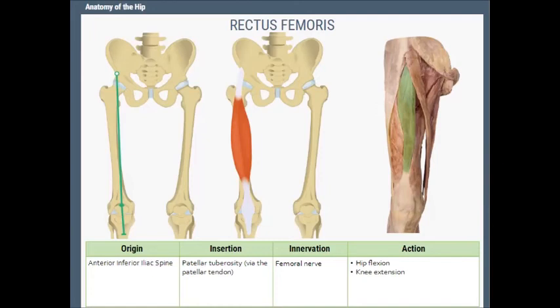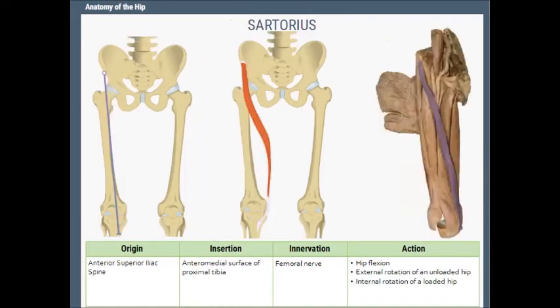Next will be the tailor's muscle, that is sartorius. Sartorius arises from ASIS, that is anterior superior iliac spine. Insertion is on the anteromedial surface of tibia. Nerve supply is the same, that is femoral nerve. Action will be hip flexion, external rotation of unloaded hip, internal rotation of loaded hip. This will be the action of this particular unique muscle, that is sartorius.